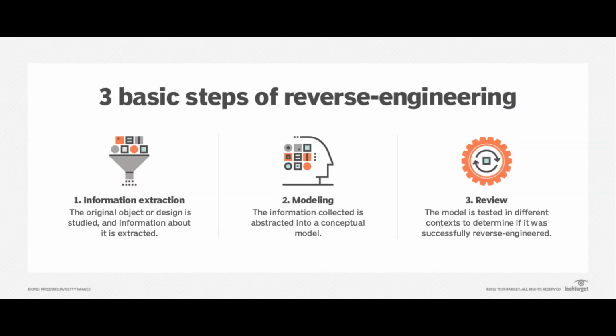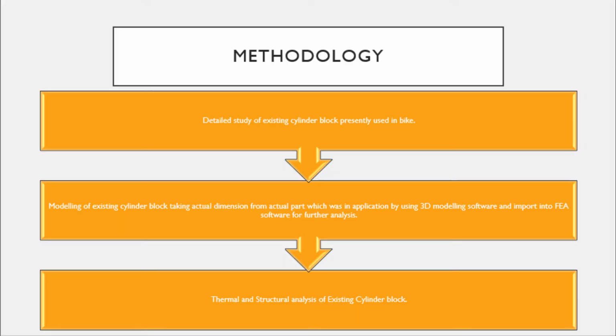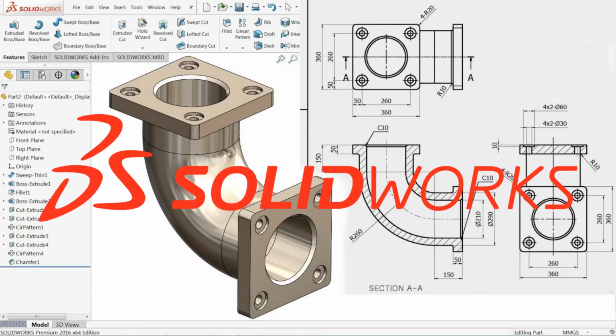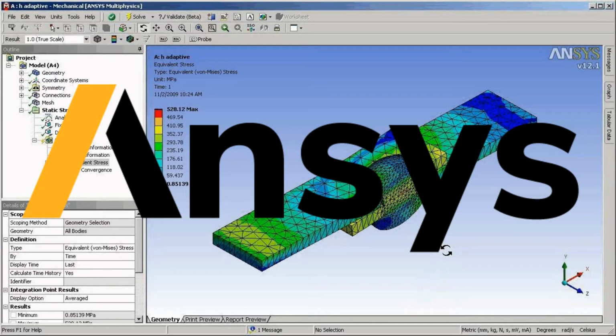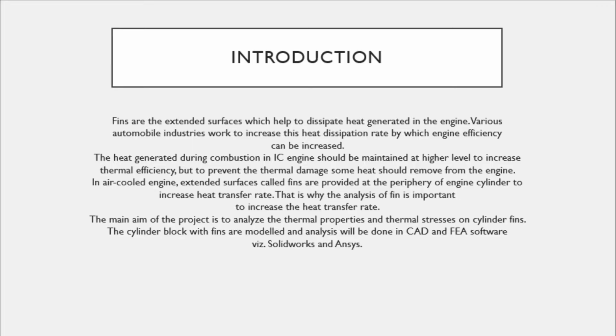This process is often used by companies when purchasing a replacement part from the original equipment manufacturer is not an option. In this project, we initially visited the local garages in our vicinity and got ourselves a Hero Honda cylinder block. We then took the dimensions of this component and modeled it using the 3D modeling software SolidWorks. Then this part was imported to ANSYS Workbench, where we did its thermal and structural analysis to find the reaction to various external conditions.